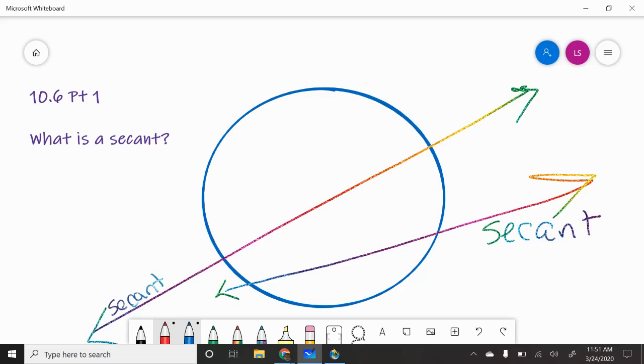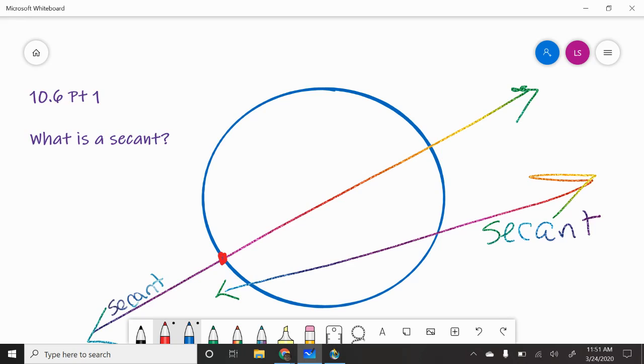We are on chapter 10, section 6, part 1. So 10.6, part 1. And we are looking at what is a secant. Basically, a secant is a line that passes through the circle at 2 points.